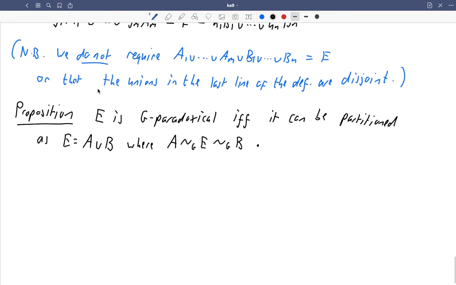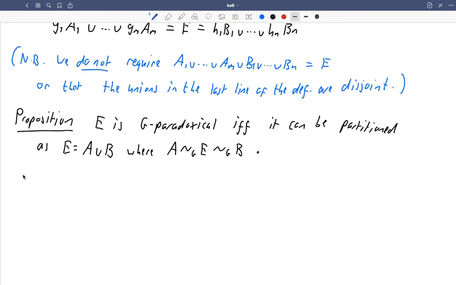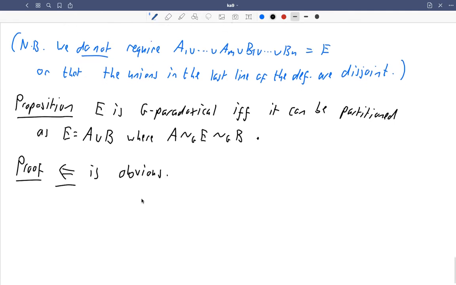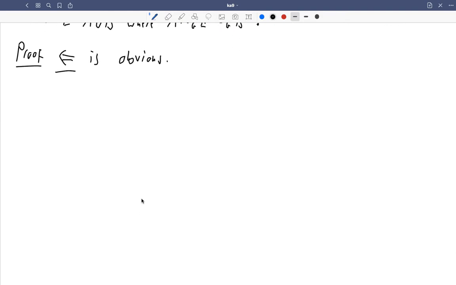So I'm not proving many of the propositions, but this one is an important proposition, and the proof is illuminating. So the right to left implication is obvious, because this is a stronger property. It's the same as G decomposability with these two additional points in it. The left to right implication is the interesting one.